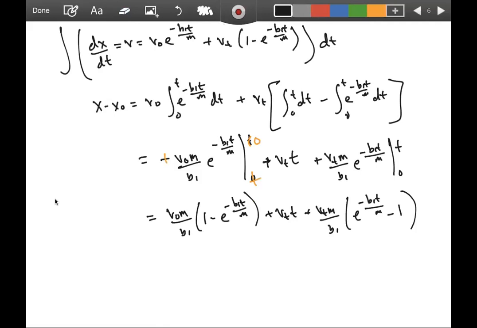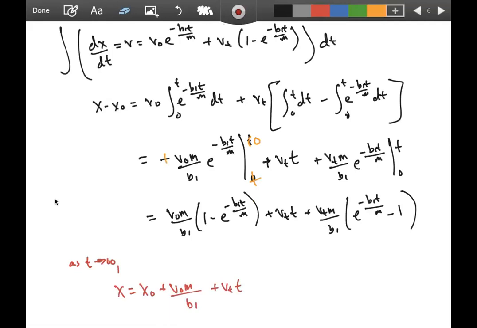So again, as the late time limit, as we did before, as t goes to infinity, what we said was that the velocity simply goes to a constant. So if the velocity goes to a constant, this thing again has to grow linearly with time. In that case, the second term in the first term here is just going to go to 0. So my x is going to become equal to x initial plus v0 m over b1, because that second term is going to go to 0, plus vt times t, right?